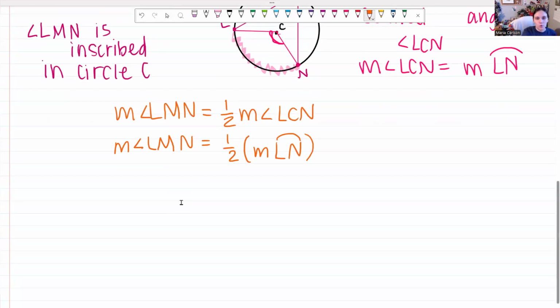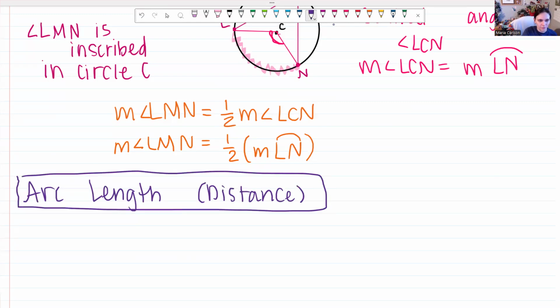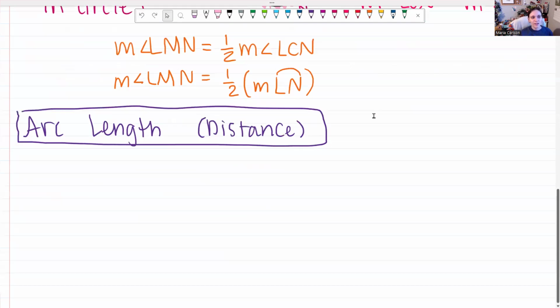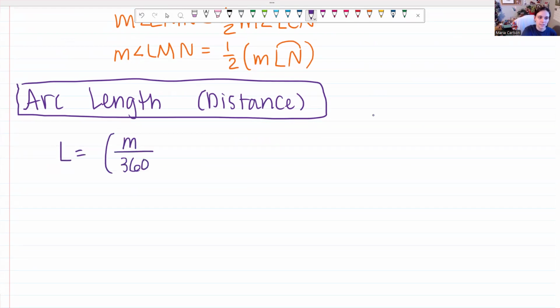All right, the last thing I want to point out in this quick lesson notes video is how to find arc length. And this is really a measure of distance in this case. And since an arc is really like a fraction or part of a circle, arc length is really just a fraction of the circumference of a circle. So this arc length, L, is equal to your measure of the arc in degrees divided by 360, times the circumference.